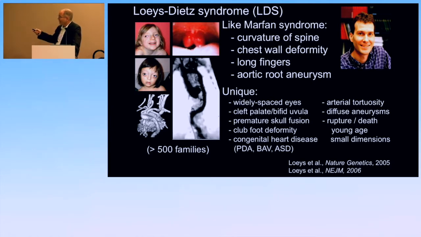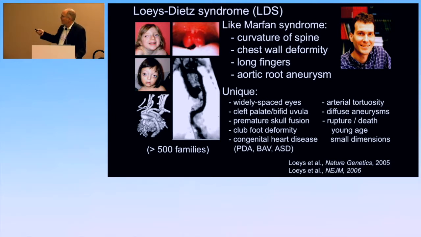Now around 2005, my good friend and colleague Bart Loeys and I recognized and described an aortic aneurysm syndrome that had many features in common with Marfan syndrome, including scoliosis, pectus, long fingers, and aortic root aneurysm, but also the potential of many unique features, including hypertelorism or widely spaced eyes, a cleft palate or a bifid uvula, fusion of the skull, club foot deformity, and certain forms of congenital heart disease.